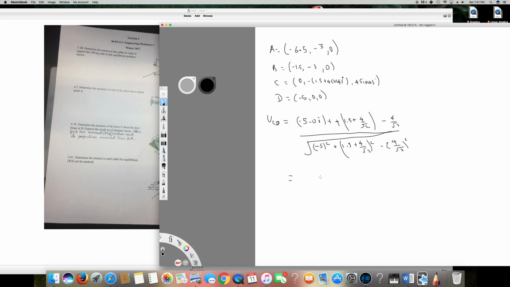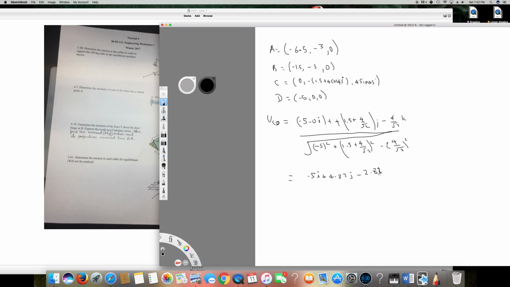So let's say 1.5 plus 4 over root 2, which is going to give me 4.33. So minus 5i plus 4.33j, this is j, this is k, so 4.33j and minus 4 over root 2 k. So 4 divided by root 2 is equal to 2.83 k.